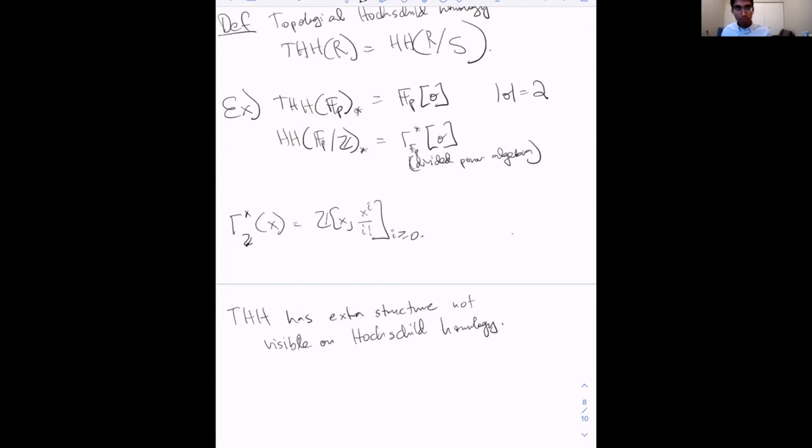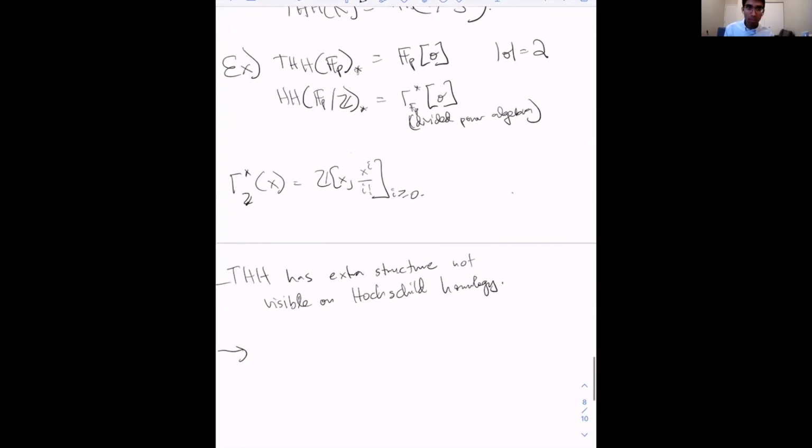So maybe one reason that a lot of this theory was developed 20 years after the development of K-theory is that there's more homotopical input that goes into this theory. But one has this extra structure, called the cyclotomic structure, and this leads to the definition of the theory of topological cyclic homology, a construction TC of a ring R called topological cyclic homology.